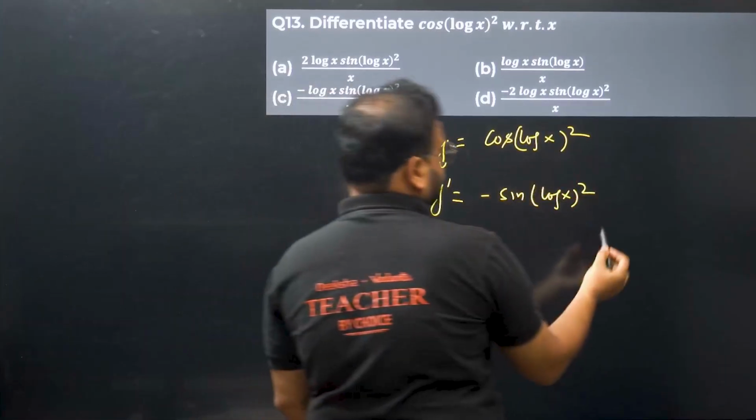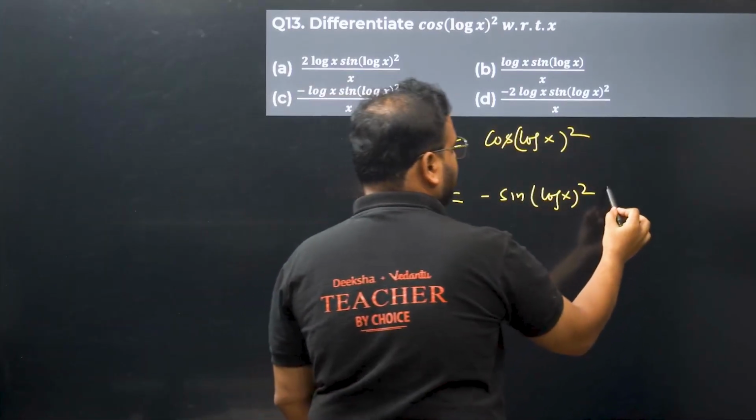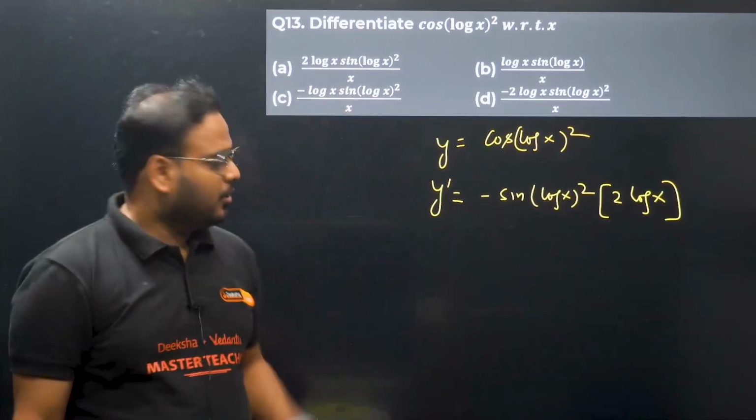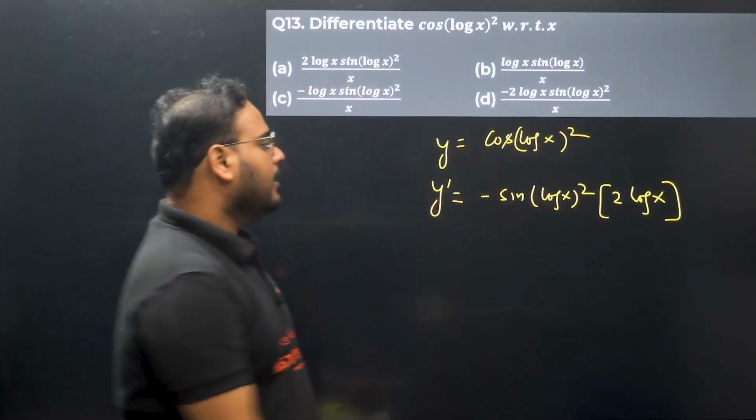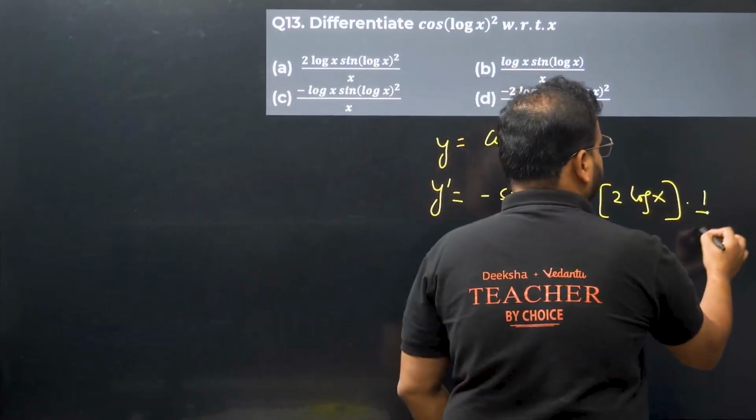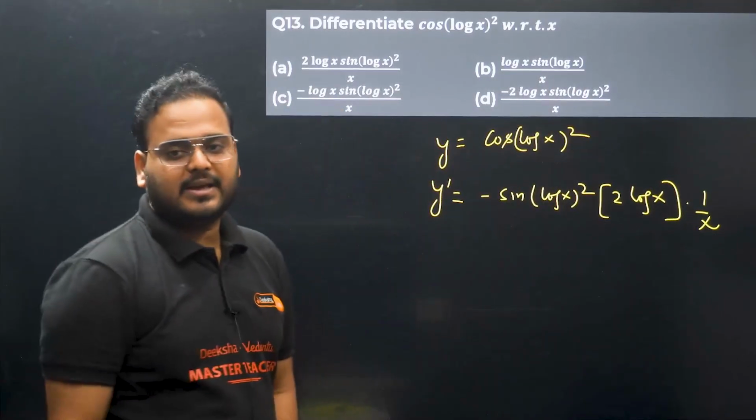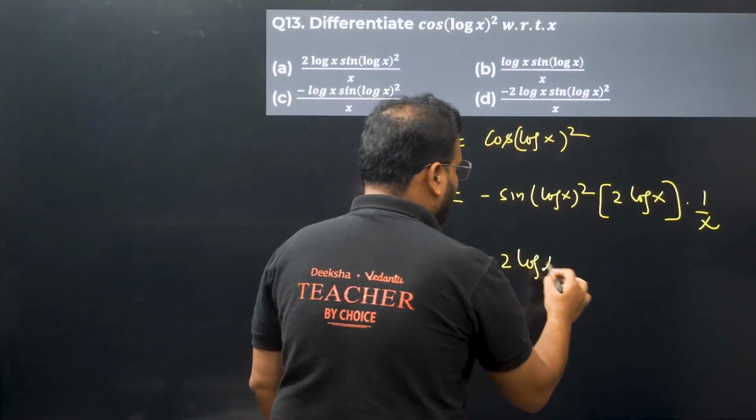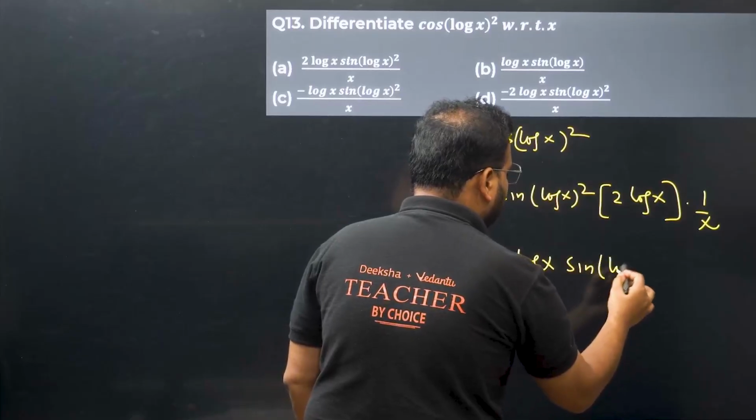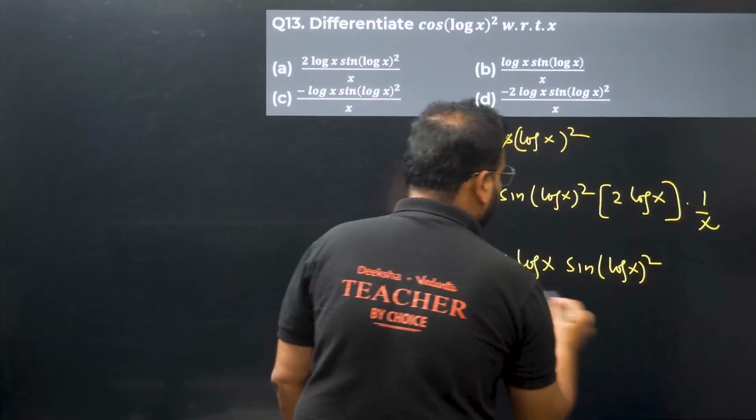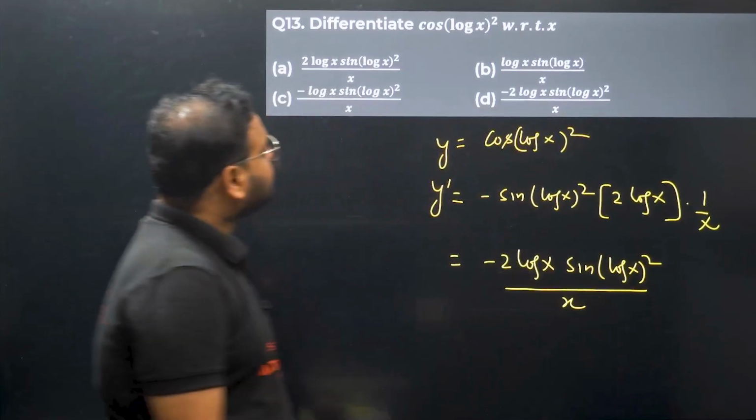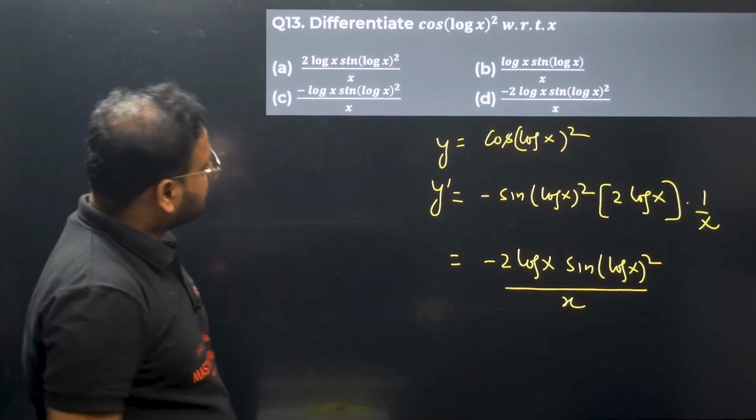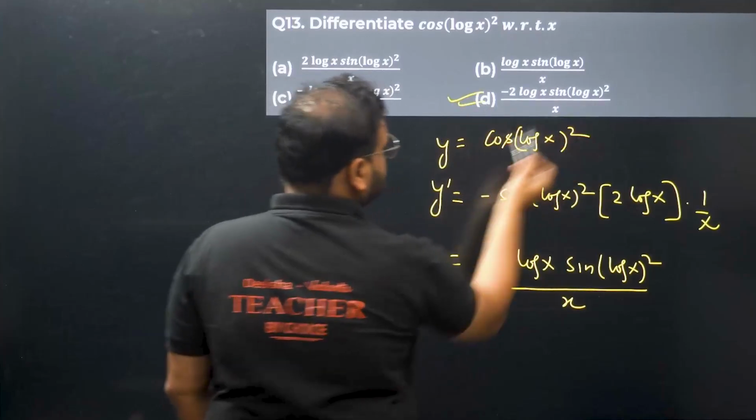Next will be for log x. Sorry, next will be log x the whole square. That will become what? 2 log x. This was for log x the whole square. Next will be what? For log x. So that you'll have 1 by x. For log x will be 1 by x. That's my final answer. So minus 2 log x sine of log x the whole square divided by x. Option D is correct, no? Yeah, option D is correct.